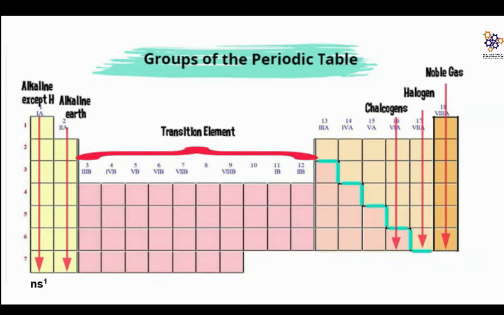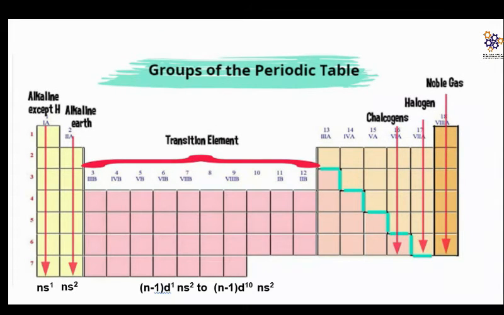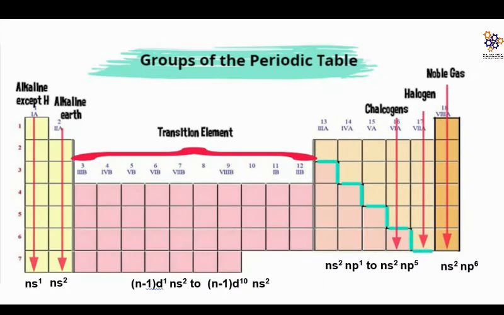Elements in the same group have the same valence electronic configuration. For group 1, ns1. Group 2, ns2. Group 3 to 12, (n-1)d1 ns2 to (n-1)d10 ns2. Group 13 to 17, ns2 np1 to ns2 np5. And group 18, ns2 np6.